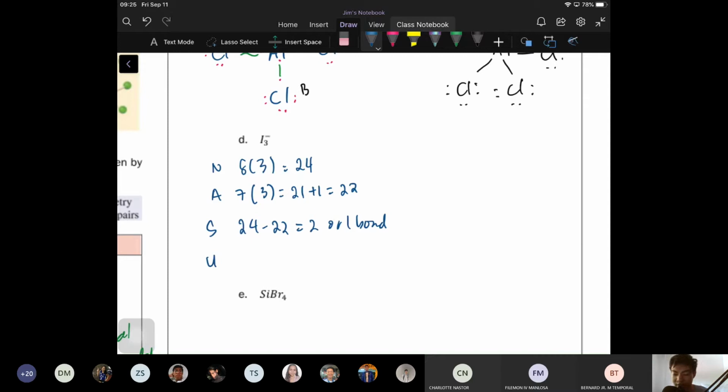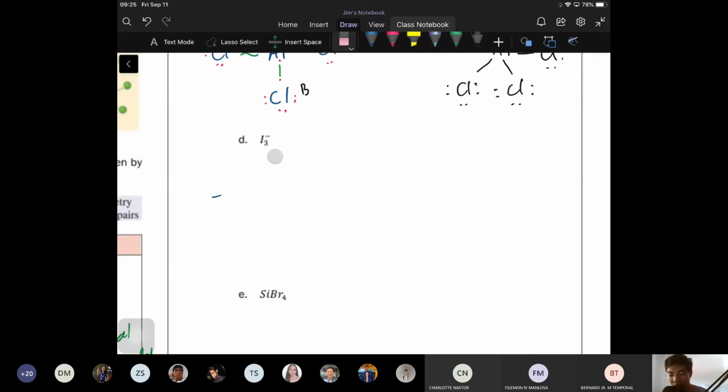Okay, so 1 bond. So, hindi pwede yan. X na yan. So, ang gagawin ko, bubrahin ko yan. Sayang space. So, NASO rule would not help me. So, pwede ko gawin yung technique. So, you count the valence electrons. So, that's 7 times 3 plus 1, 22.